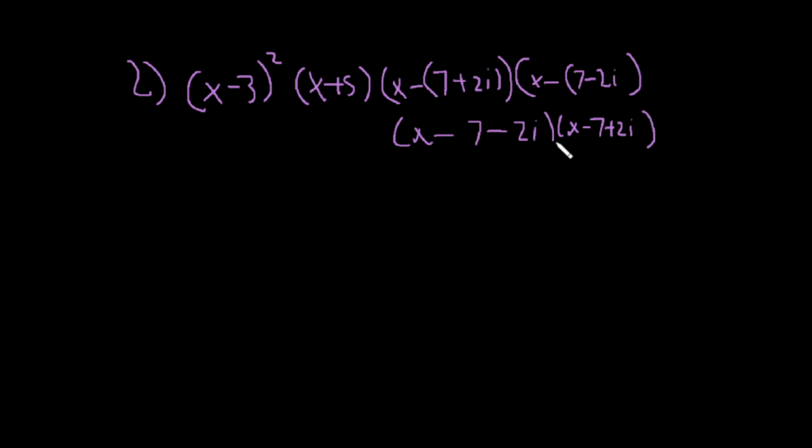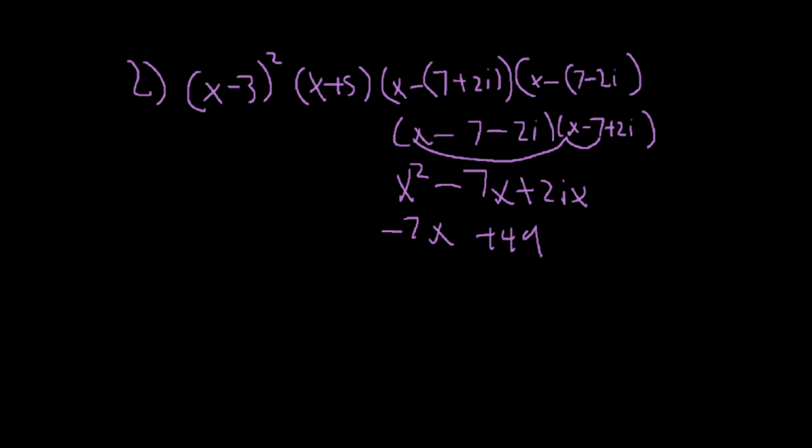And then this would be, that's fine. So that's x squared, x times 7, minus 7x plus 2ix, and then minus 7x plus 49 and minus 14i, minus 2ix, plus 14i, and then that's minus 4i squared, which would be plus 4, because i squared is negative 1. That's that.